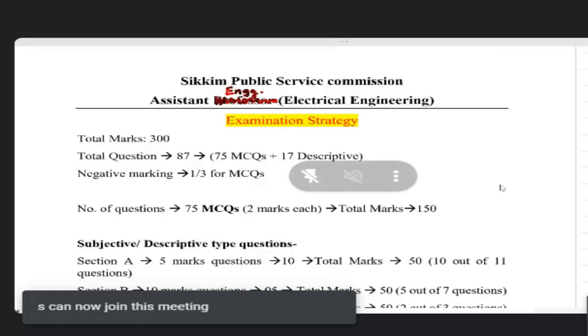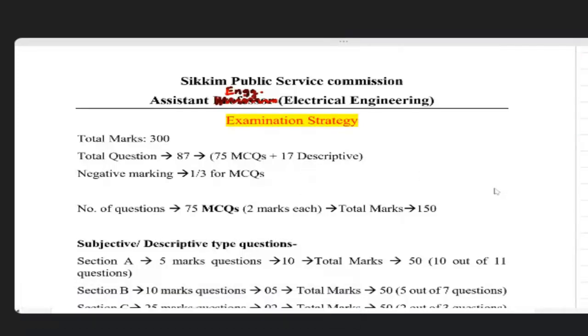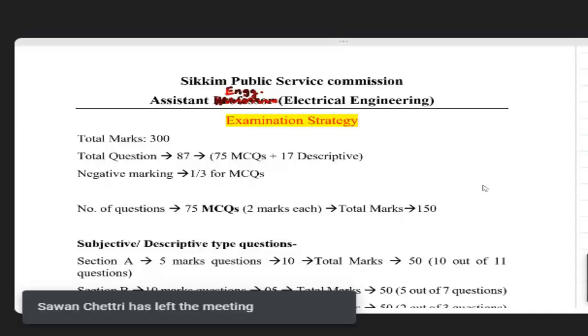Myself, Dr. Namami Krishna Sharma, and I am working as an associate professor. I have more than 12 years of teaching experience in the electrical engineering field. I did MTech and PhD in electrical engineering, and here I will help you prepare for the SPSE examination, that is Assistant Engineer for Electrical Engineering.